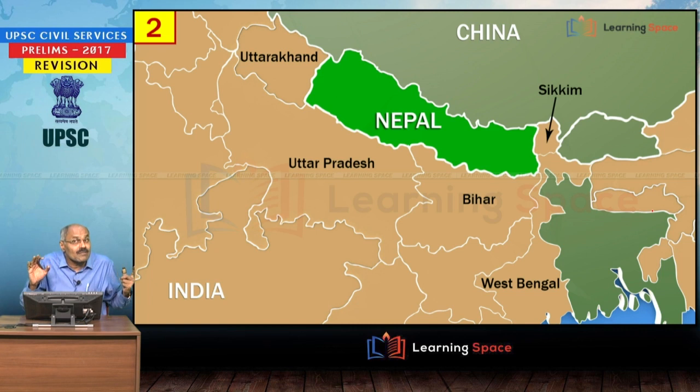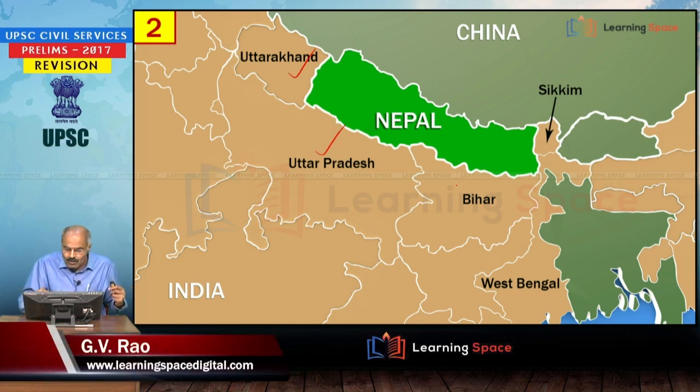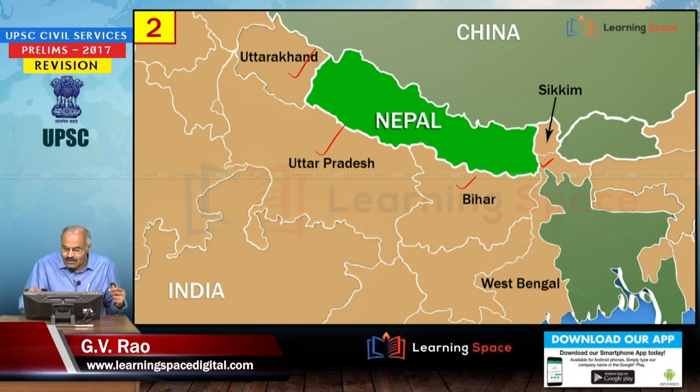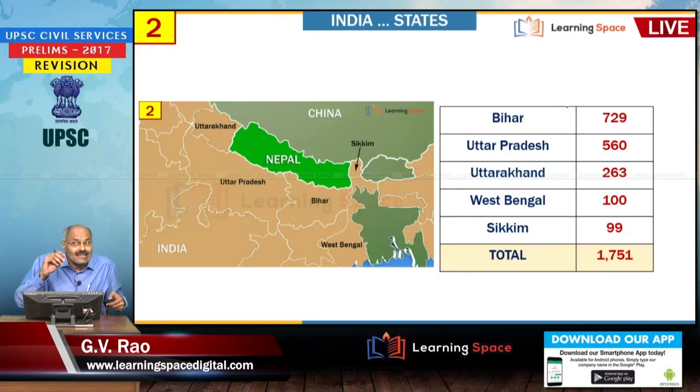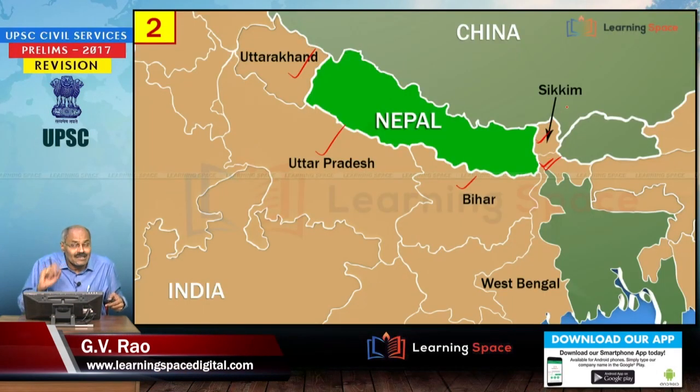Nepal shares border with 5 Indian states: Uttarakhand, Uttar Pradesh, Bihar, West Bengal, please don't forget, then Sikkim. If you look at the longest and the shortest, Bihar is longest, Sikkim is shortest. You see, Bihar shares longest border with Nepal, Sikkim shares shortest border with Nepal.